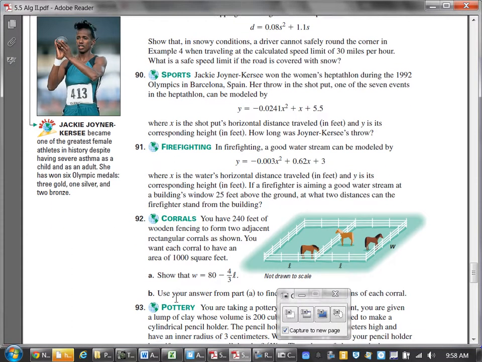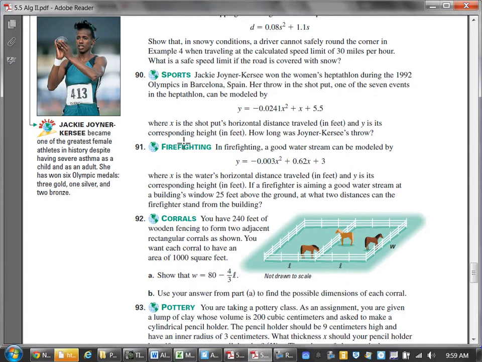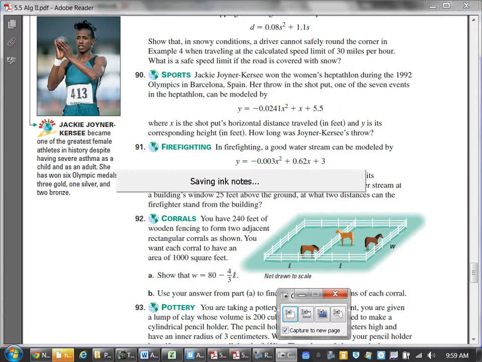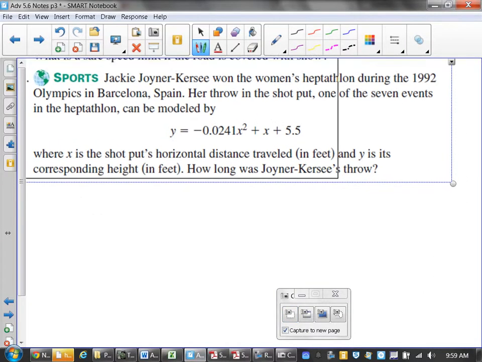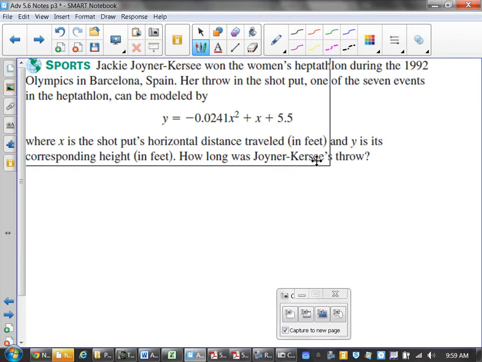Same thing with 90. In 90, I think this is a little bit easier. This mirrors the same idea of the Big Bertha cannon shot. What's different here is notice the model. The Big Bertha cannon shot started at 0, didn't it? This one is starting at 5.5. She's throwing it from 5.5, so the initial height is 5.5 feet and then it goes from there.